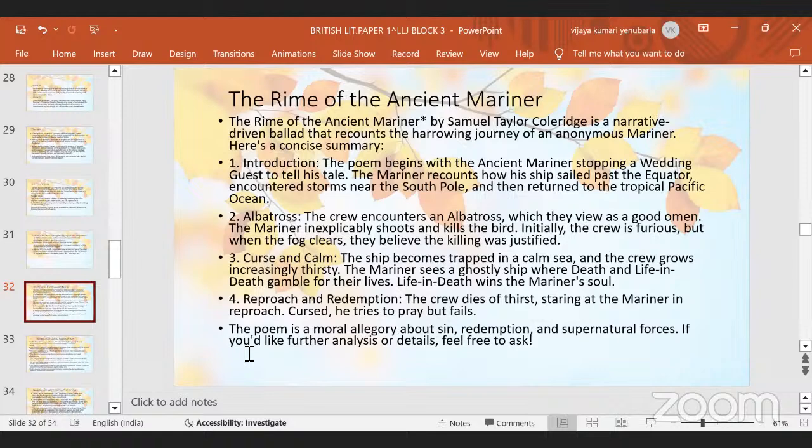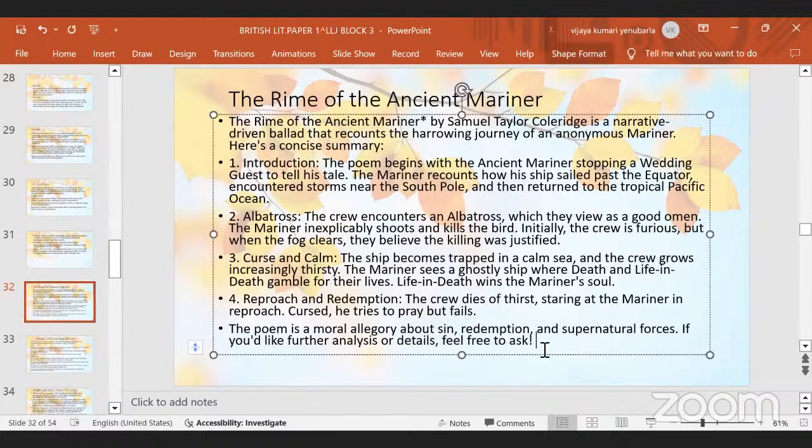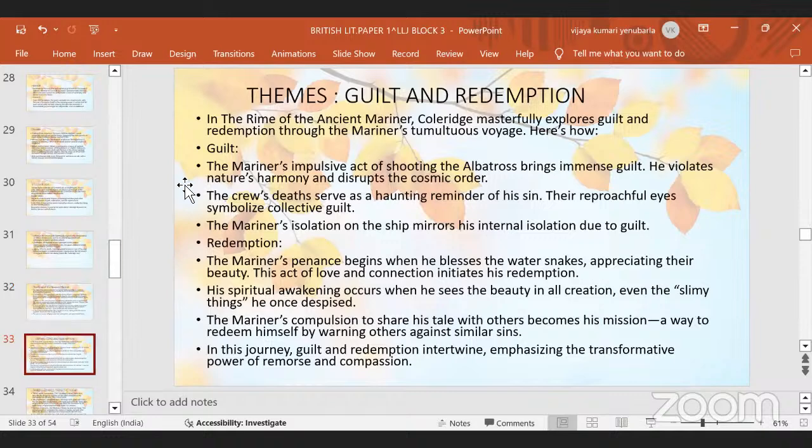If you would like, so it is saying that here you can discuss themes of guilt and redemption. In the Rime of the Ancient Mariner, Coleridge masterfully explores guilt and redemption through the mariner's tumultuous voyage.